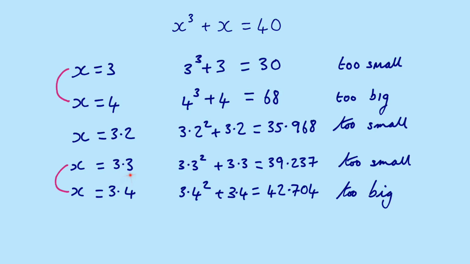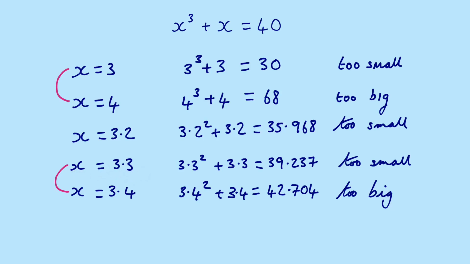The exact answer will be somewhere in between these two. Now the next question is, how do we decide which answer to write down, x equals 3.3 or x equals 3.4? Looking at the answer to 3.3 and 3.4, the answer we need to get to 40 is closest to when we use x equals 3.3. As you can see, it's 39.237, which is very close to 40. So the answer to one decimal place looks like it will be x equals 3.3.